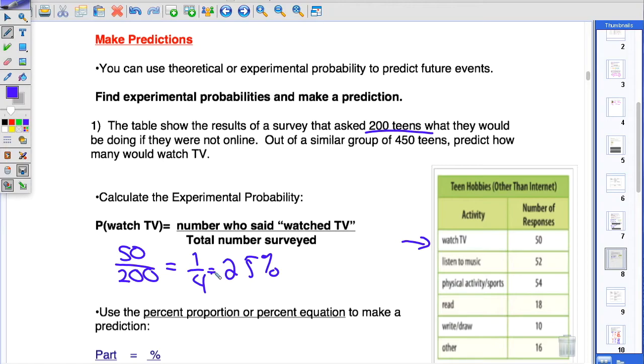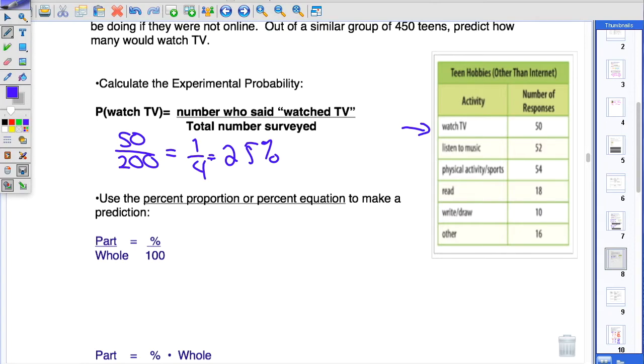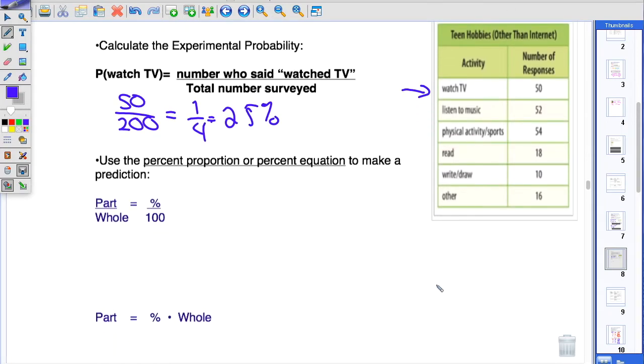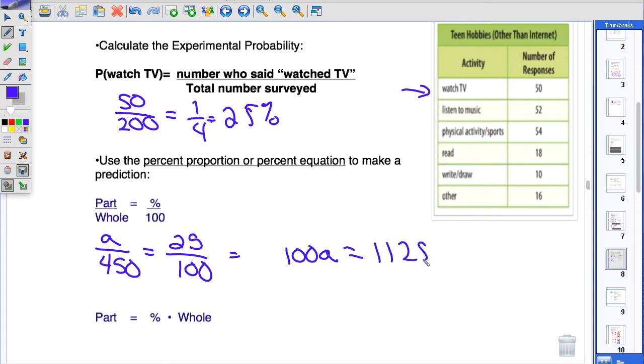Use the percent proportion or percent equation to make a prediction. So here's our percent proportion and percent equation, so you can write that down as we fill in the information. The part is what we're trying to find out, so it's A over the whole, which is the total 450 that we're going to predict, is equal to our 25% out of our 100. That was the 25% out of the 200 teens surveyed. Do your cross products to get it in the form of a one-step equation. So we get 100A is equal to 11,250. Divide both sides by 100.